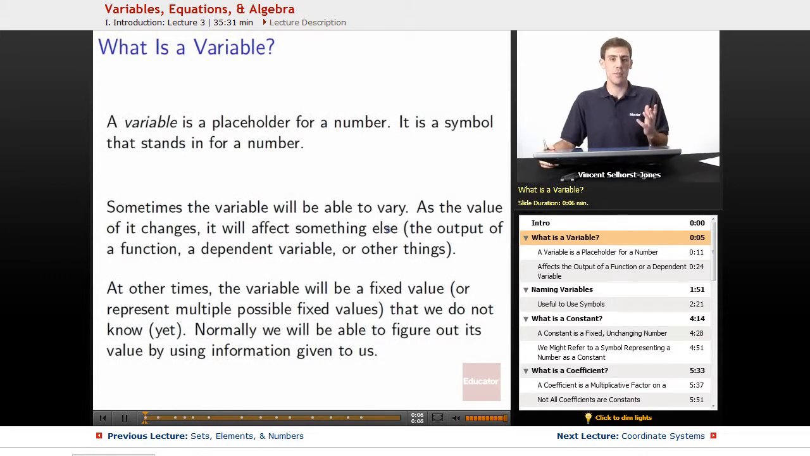What is a variable? We talk about them all the time, so we want to think of a variable as just being a placeholder. It's a placeholder for a number. It's a symbol that stands in for something that can come in later. It's standing in for a number.